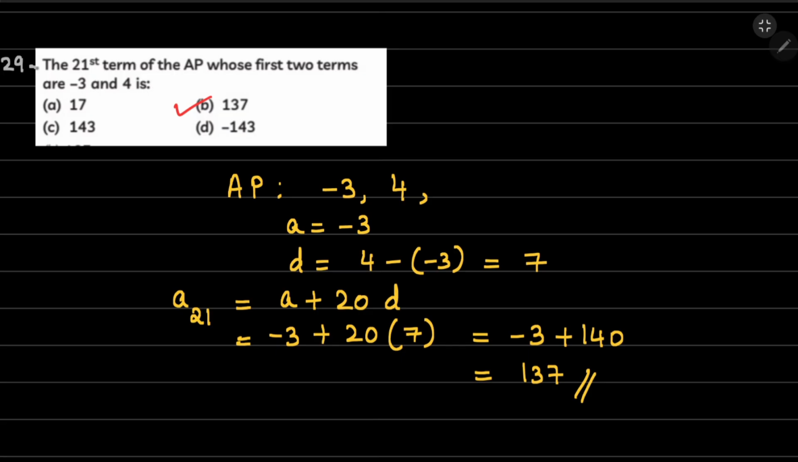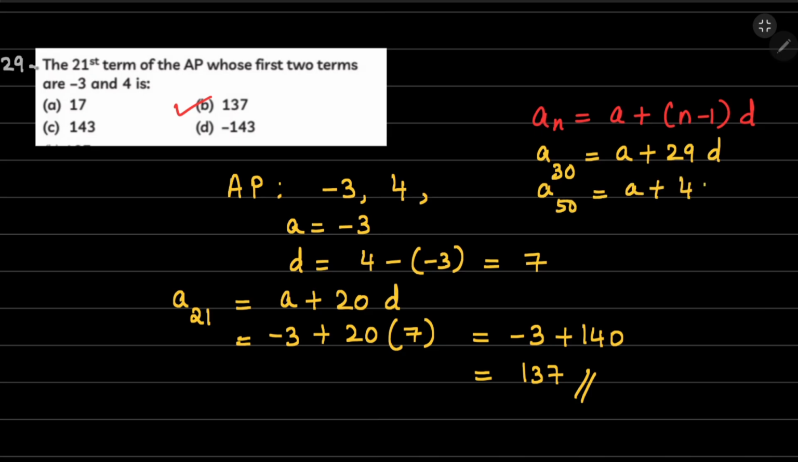Yes, always remember this formula. AN equal to A plus N minus 1 into D. So if you have to calculate the 30th term, you can just apply A plus 30 minus 1, 29D. If you have to calculate the 50th term, you can just write down A plus 49D, right? N minus 1. Let's move on to the next question.